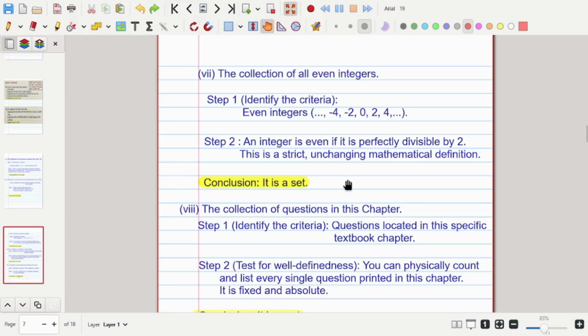So it doesn't depend on personal opinion. Therefore, it is a set.